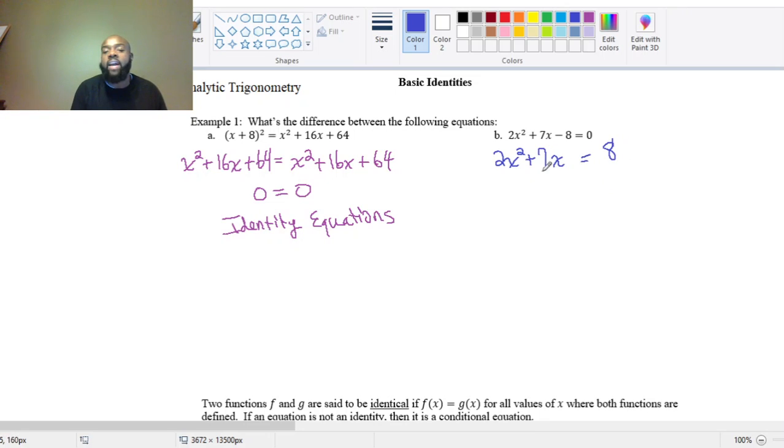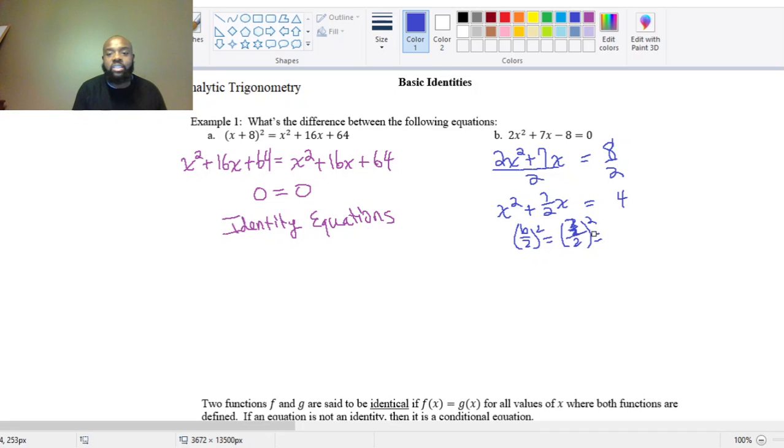That means I'm going to get my x variables on one side, my constant on the other. I'm going to divide both sides by my leading coefficient, which is 2. So I get x squared plus 7/2 x equals 4. Remember, we do b over 2 quantity squared, right? Well, that's 7 over 2 divided by 2 quantity squared, because my b is 7 over 2.